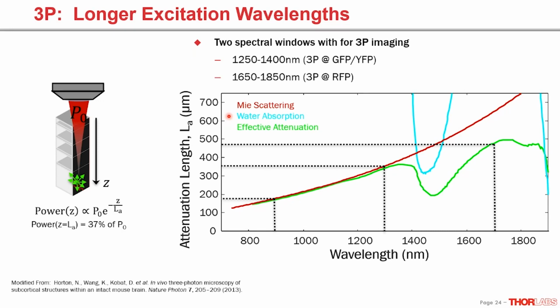This opens up two spectral windows to do 3P imaging. The first, around 1250 to 1400, overlaps nicely with GFP and YFP fluorophores, where the second window, 1650 to 1850, overlaps nicely with red fluorescent proteins. I should say that this chart was modified from a Nature Photonics paper that was published in 2013.